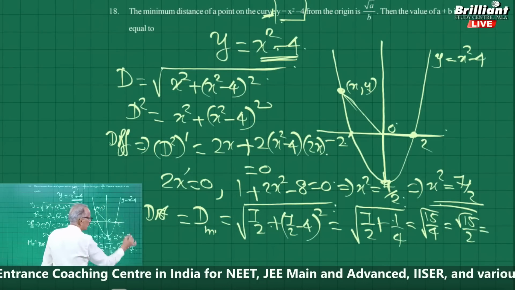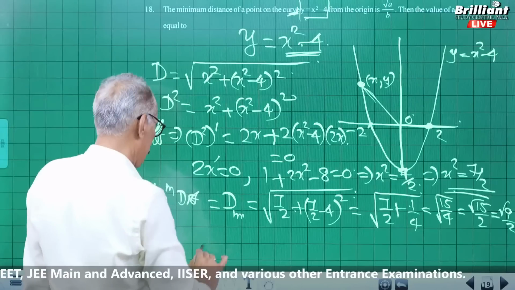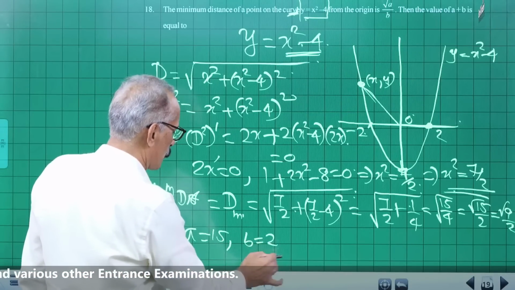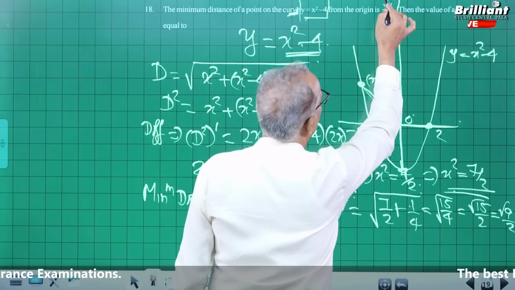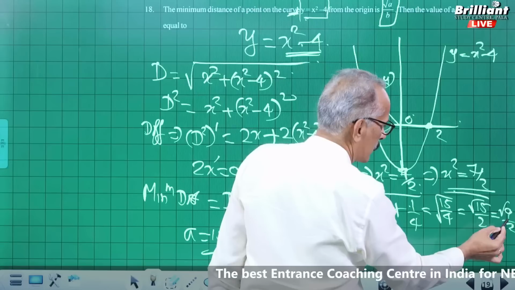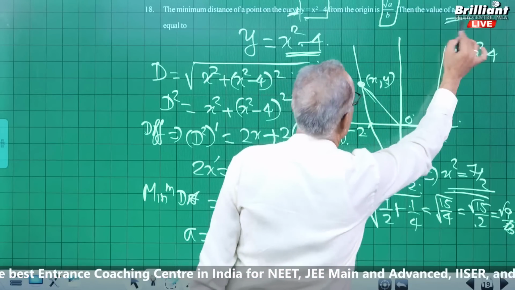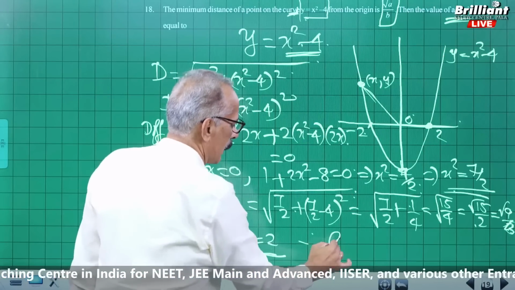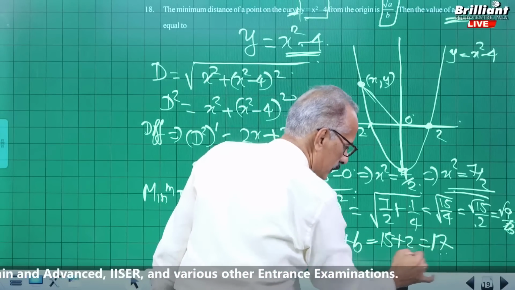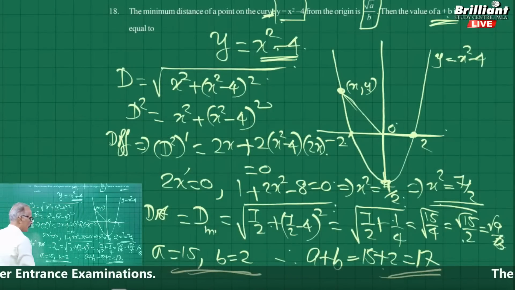This is given as root a by b. So comparing with root a by b, a will be equal to 15 and b will be equal to 2. What do you want? A plus b. Therefore, a plus b is equal to 15 plus 2, that is 17. Your answer. Okay, we will move on to the next question then.